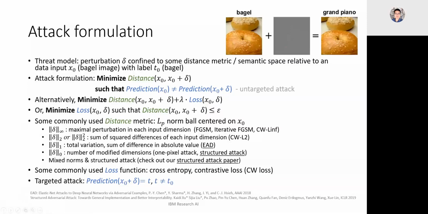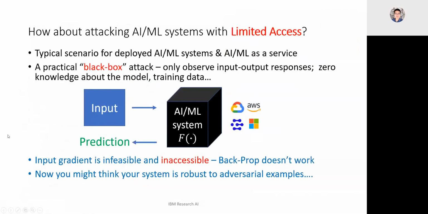And for the attack loss function, usually people use cross entropy or contrastive loss. So contrastive loss is something I explained a few slides ago. For example, in order to make this bagel image be classified as a grand piano after adding this noise, you will try to increase the confidence of the grand piano and also try to decrease the confidence of the bagel label. That's how people generate adversarial examples in a mathematical formulation.